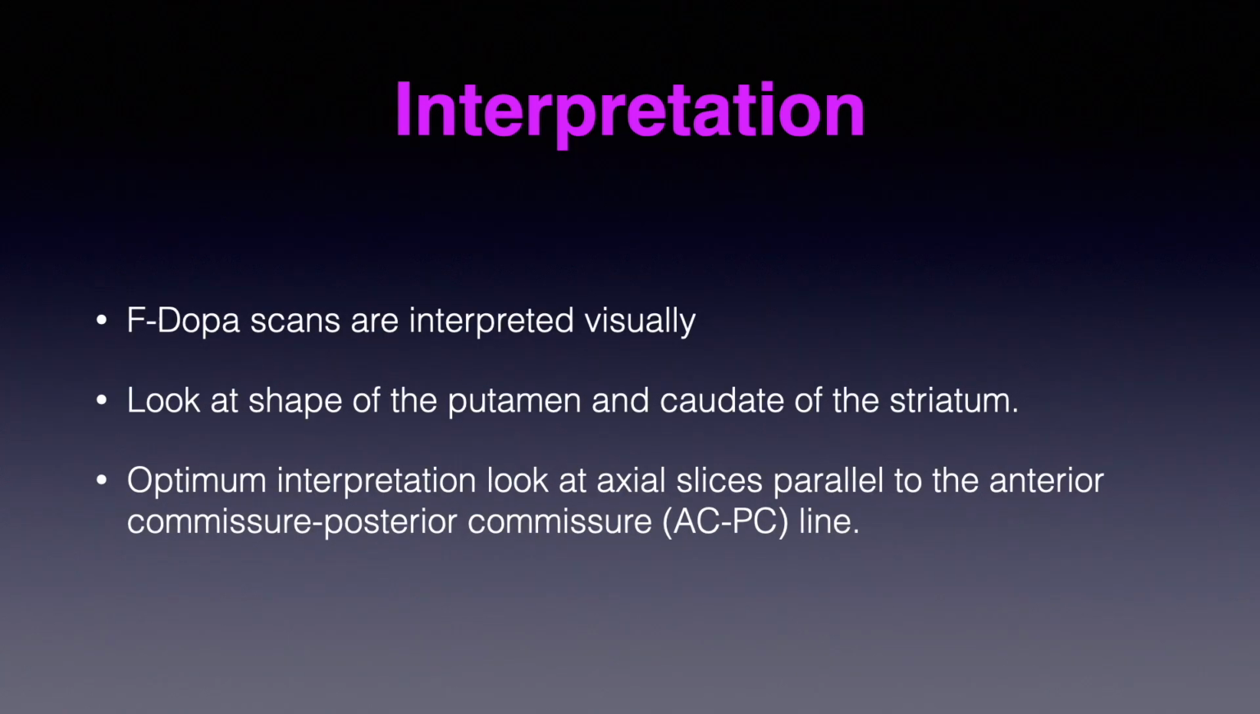F-Dopa scans are interpreted visually. Look at the shape of the putamen and caudate of the striatum. For optimum interpretation, look at the axial slices parallel to the anterior commissure posterior commissure line.